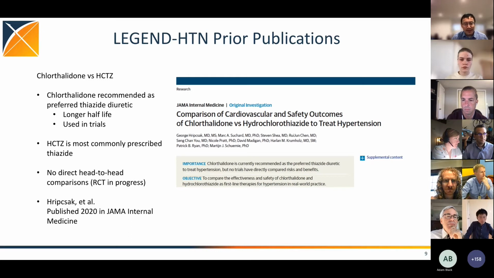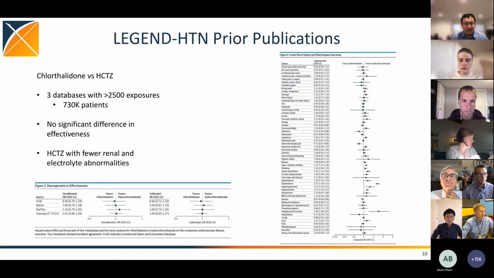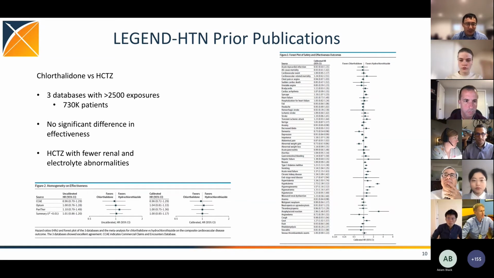George Ripsack led this study, which was needed because there were no direct head-to-head comparisons, even though the VA did have a clinical trial in progress around this topic. And this paper ultimately came out in 2020 in JAMA Internal Medicine. This was in 3 databases because we were limited to those with greater than 2,500 exposures, capturing a little over 700,000 patients, and found no real difference in effectiveness.